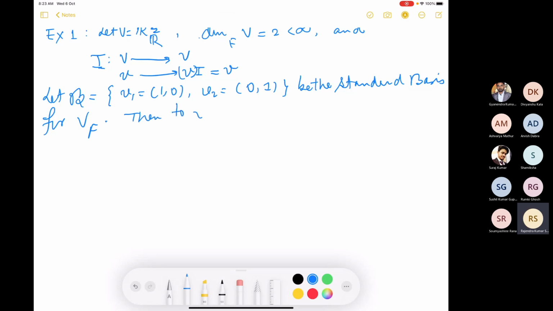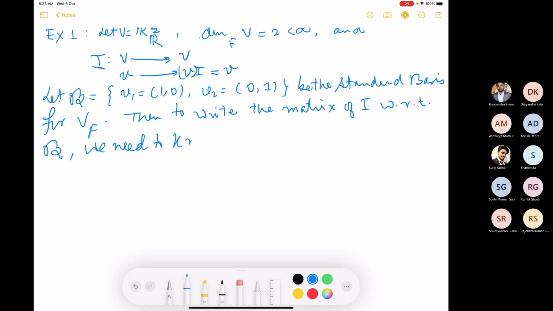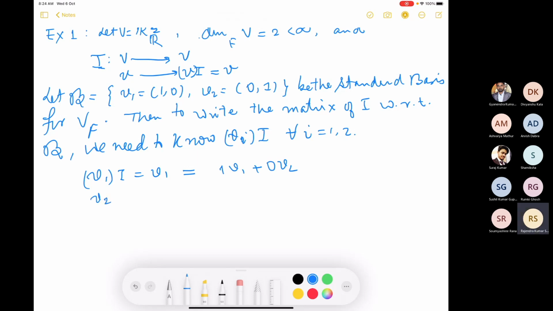Then to write the matrix of I with respect to the basis B, we need to know Vi under I for every i. Now what we know is V1 under I is V1. This we can write as the linear combination 1 V1 plus 0 V2, as the linear combination of V1 and V2. Similarly, V2 under I is V2. Therefore, this is 0 V1 plus 1 V2.